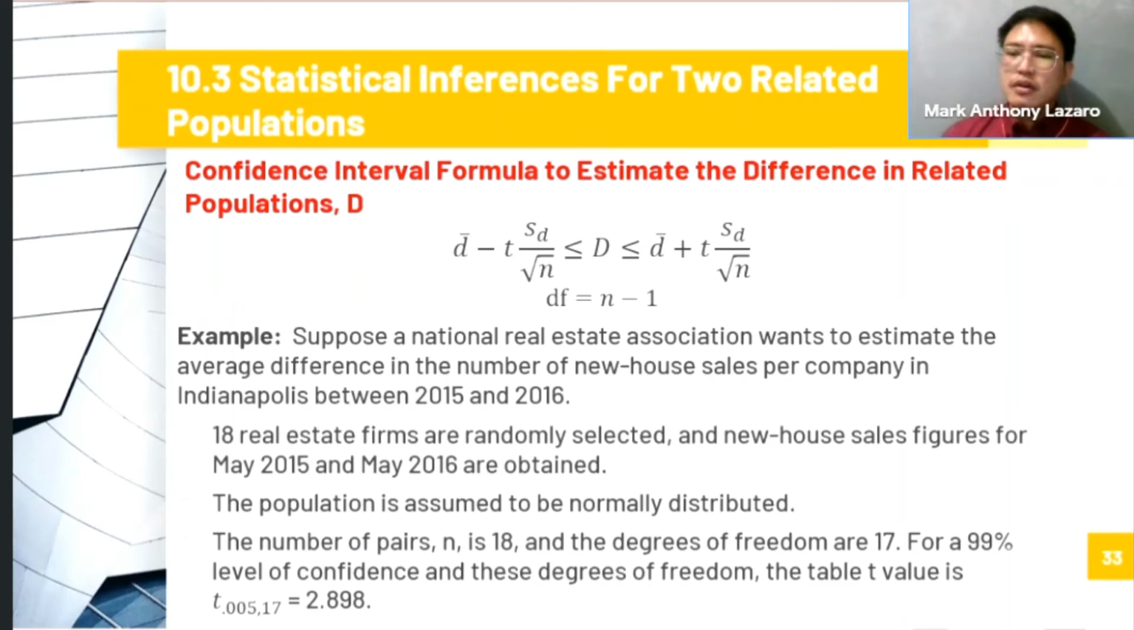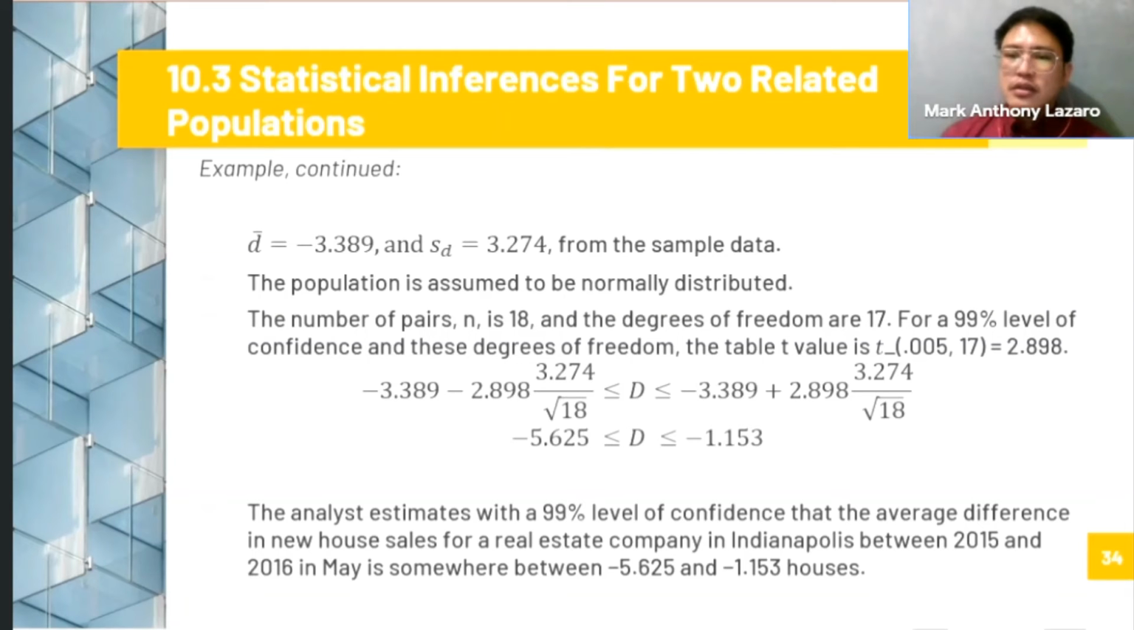The sale of new houses apparently fluctuates seasonally. In certain parts of the country, new house sales increase in the spring and early summer and drop off in the fall. Currently presented are the formula and inputs we will be using to arrive at the answer. Next slide. The point estimate of the difference is D equals negative 3.389. The confidence interval was determined to be 99%.